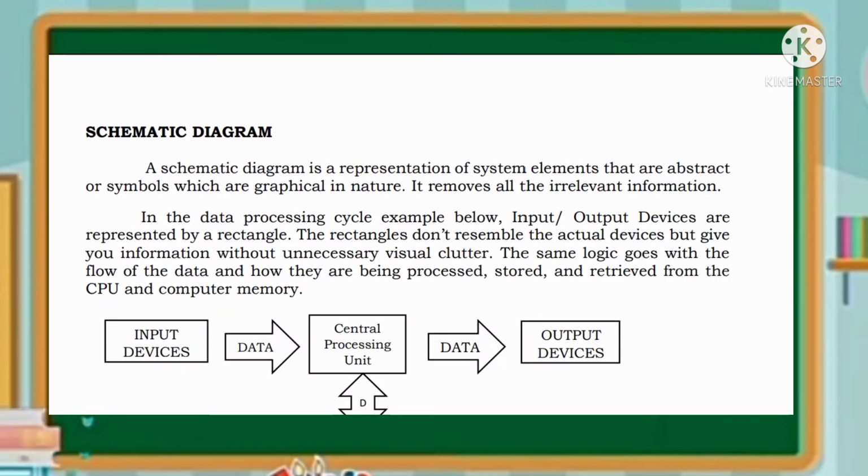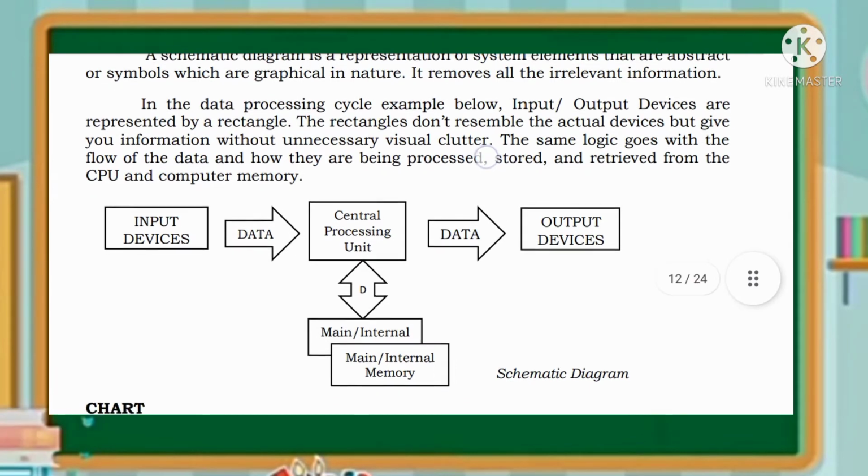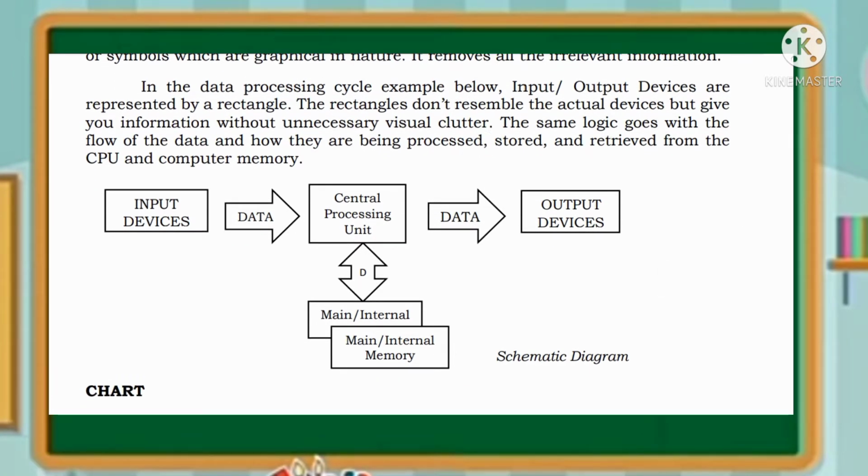When we say schematic diagram, a schematic diagram is a representation of system elements that are abstract or symbols which are graphical in nature. It removes all the irrelevant information. In the data processing cycle example below, input or output devices are represented by rectangles. The rectangles don't resemble the actual devices but give you information without unnecessary visual clutter.